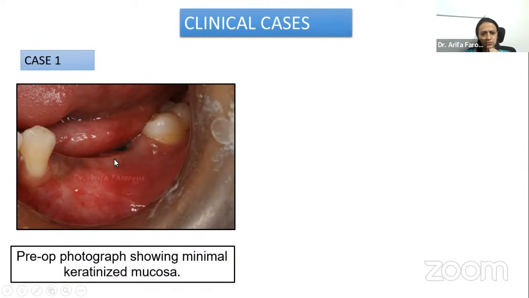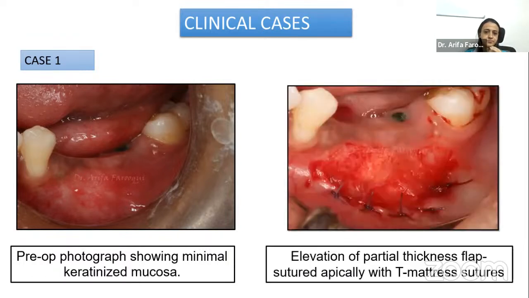And you can appreciate that there is a very minimal amount of keratinized mucosa. Here it is still around 1 mm, but at this point, if you appreciate, it is less than 1 mm. Okay, and it is a large area. So we planned that we will go for the augmentation of keratinized mucosa for the longevity of implants.